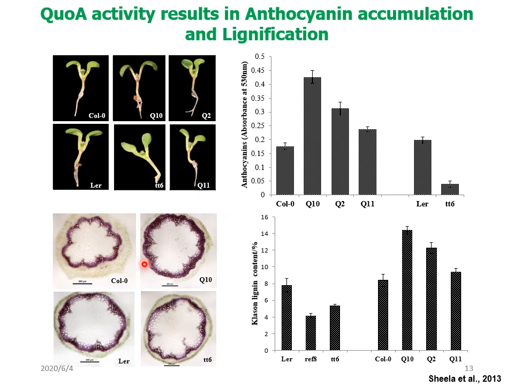So we checked if there is more lignin, and as you can see here, we actually use a dye called phloroglucinol blue. What it does is it binds to lignin. So the more color you see, the more lignin you have. So compared to control, you see more lignin in Q10, the high expression line. And interestingly, low lignin in TT6.